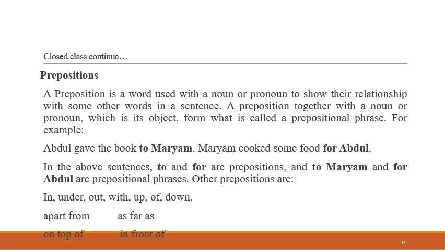Take a look at the sentences on the screen. Abdul gave the book to Maryam. To here is our preposition, while "to Maryam" is our prepositional phrase, because we say that a noun or a pronoun always goes with a preposition to form what is called a prepositional phrase. Now the second example: Maryam cooked some food for Abdul. Our preposition here is "for", then its object is Abdul. "For Abdul" forms what is called a prepositional phrase.